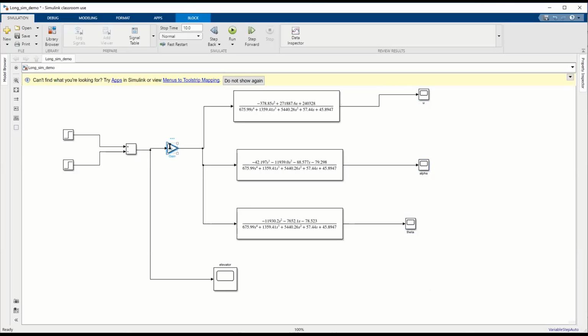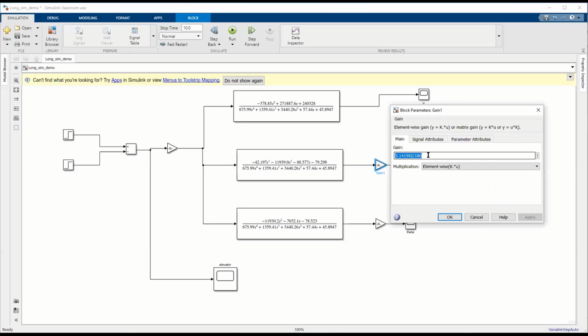Oh, and I need to convert to degrees because we're in radians. So let me put some conversions in here. So these are multiplier boxes. So I have to multiply by 180 and divide by pi.